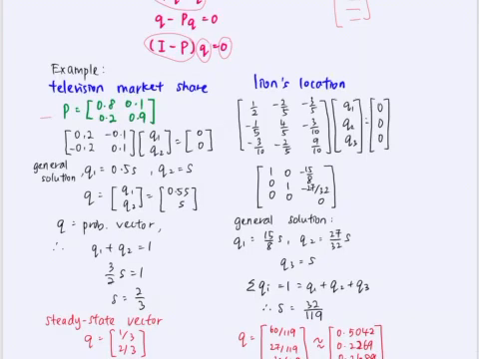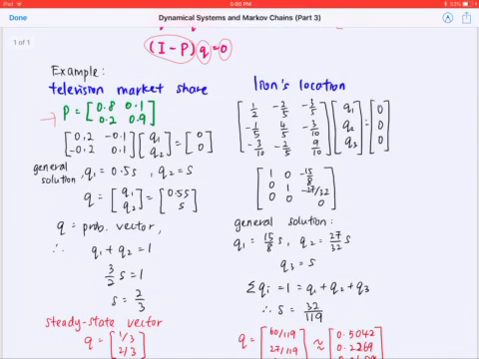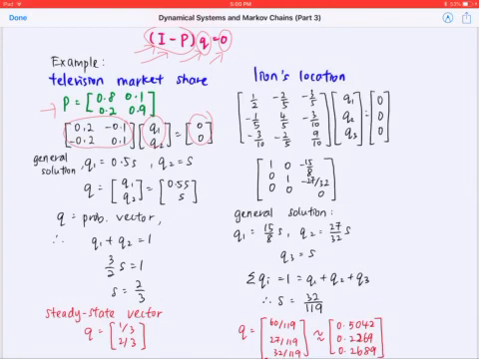So for the television market share, given the transition matrix and given the original market shares, we can find out what would be the market share after a certain period of time, or maybe after the market shares stabilize. So using this equation, the identity matrix minus P transition matrix multiplied with Q equals 0. So this is I minus P and this is the Q and this is a 0. So you have to reduce it into the row echelon form.